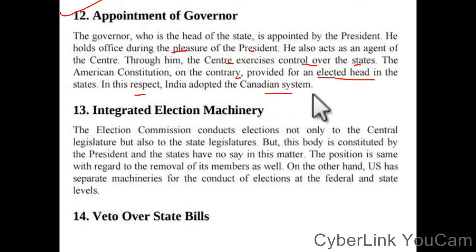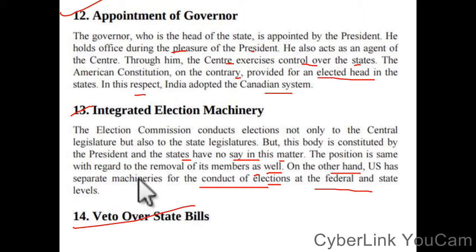India adopted the Canadian system of integrated election machinery. The Election Commission conducts elections not only to the central legislature but also to the state legislatures. But this body is constituted by the president and the states have no say in this matter. The position is the same with regard to the removal of the members as well. On the other hand, the US has a separate mechanism for the conduct of elections at the federal and the state level.